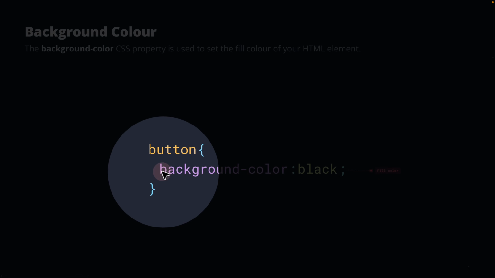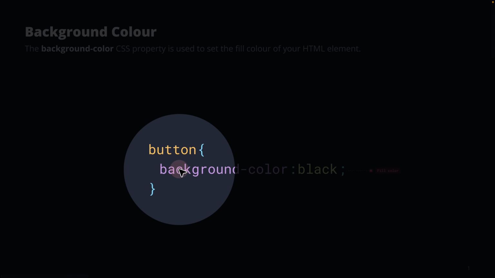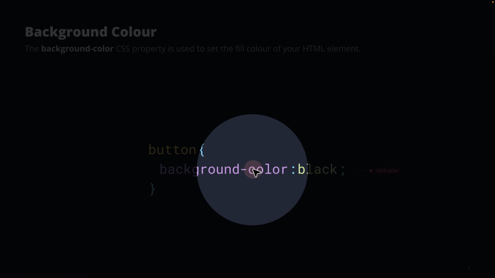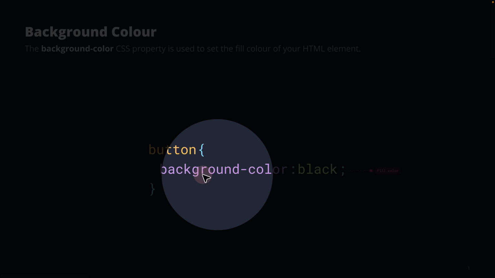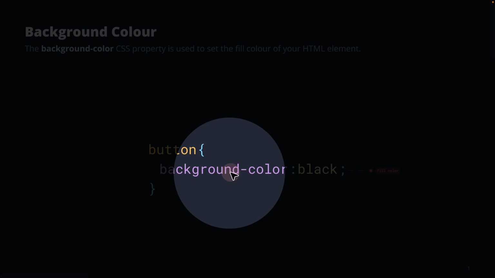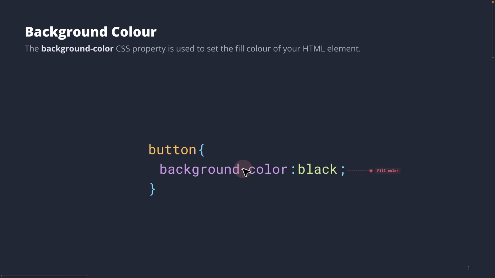Also, when you write your properties, you have to respect case sensitivity, which means you can't have a capital B and then a capital C. They have to be all lowercase with no spacing. And for a property that has two words, in this example background color, the words have to be separated using a dash. So now we know how to change the background color and the text color of our elements.